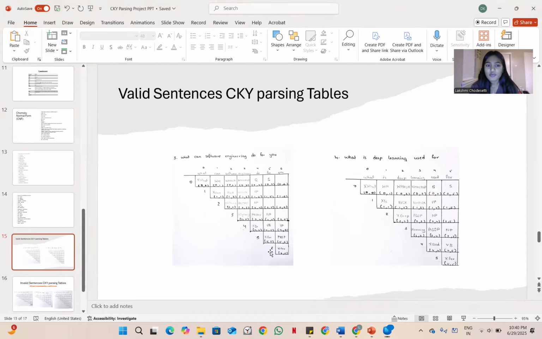For these two valid sentences, you can see for the third example, what can software engineer do for you, on the cell 0,5 there is an S, which means that this particular sentence is accepted by the context-free grammar that I have created. Similarly, what is deep learning used for? Even this sentence is accepted by my grammar.